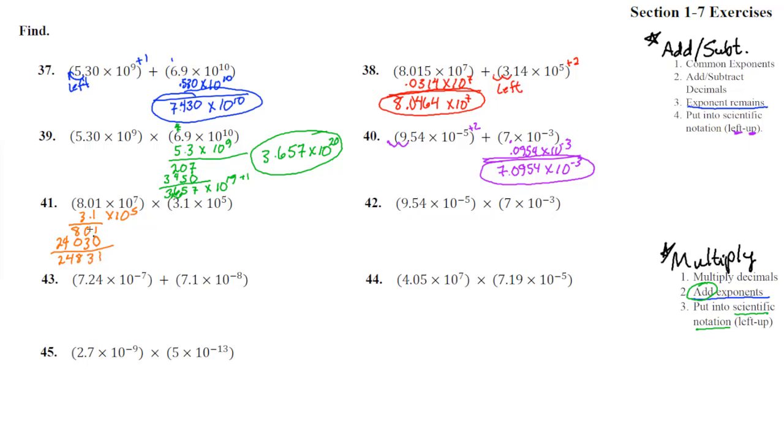Should have done that the other way. 0 plus 3 is 3, 8 plus 0 is 8, 4 plus, good. Okay, and how many decimal places? 1, 2, 3. 1, 2, 3. So right now we have 24.831 times 10 to the 12th.